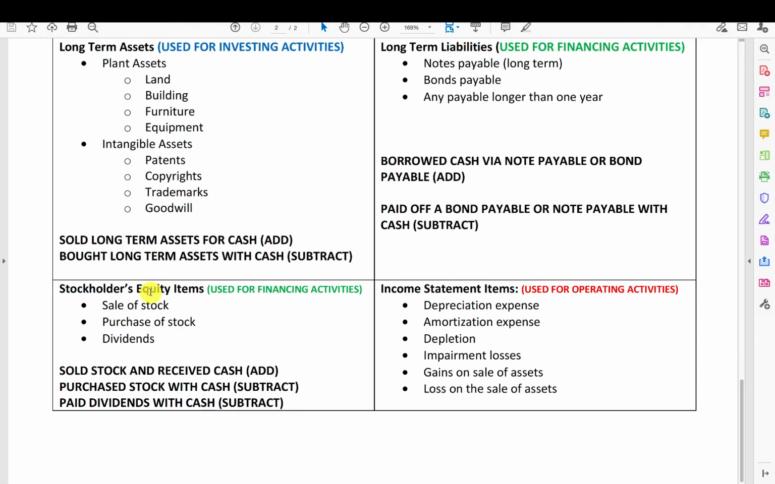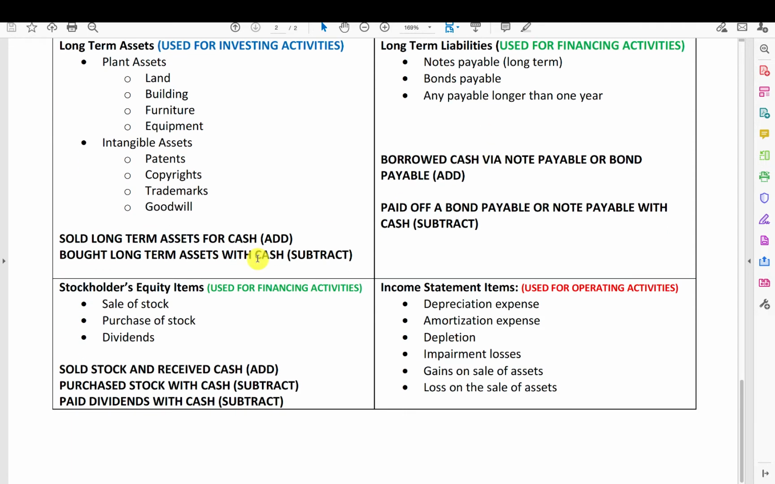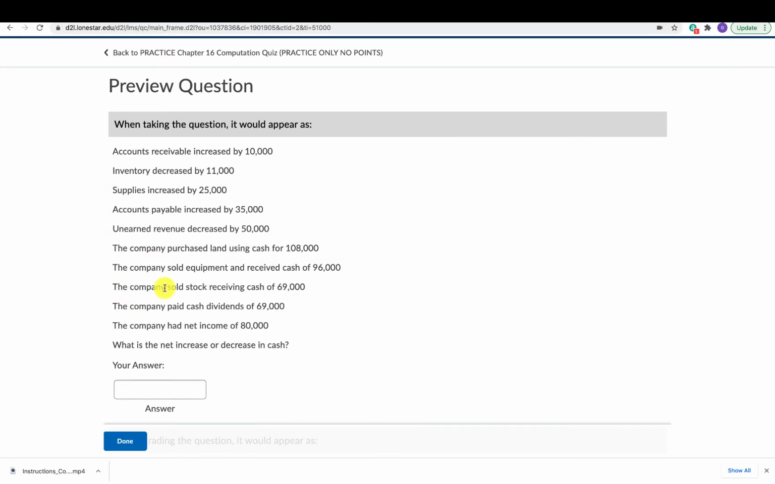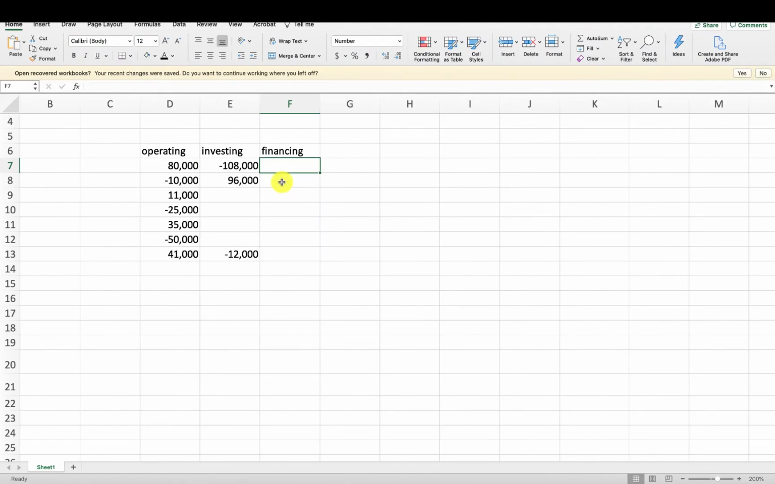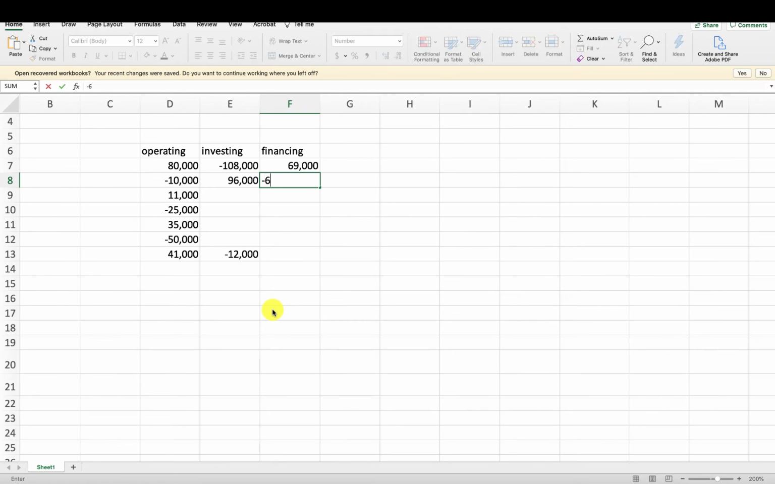Financing in the handout are changes in stockholders' equity and changes in long-term liabilities. So if we have equity items, we sell stock and receive cash, we add. We purchase stock with cash, we subtract. Dividends, we subtract. In our example, that's what we have. We have the company sold stock receiving cash for $69,000. So I'm going to go to here. They receive cash for $69,000. And then it says the company paid cash dividends of $69,000. So I'm going to minus 69,000.